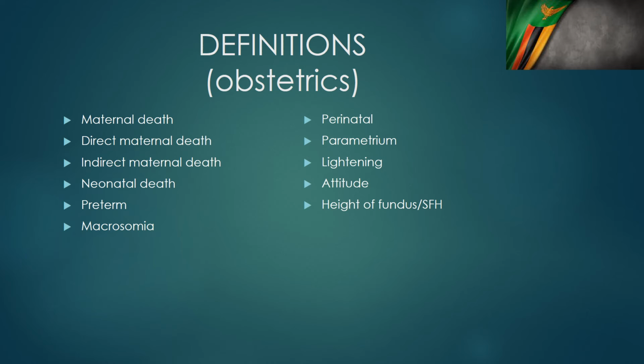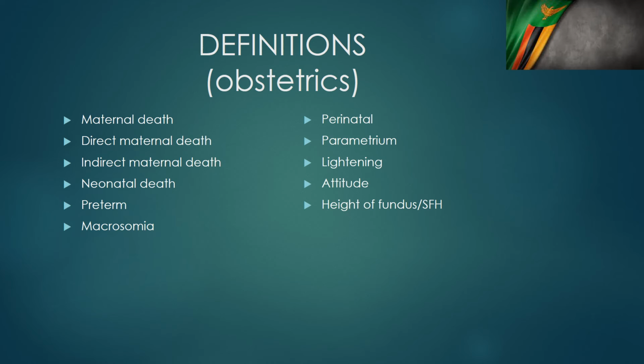The perinatal period is the period from the time a pregnancy reaches the age of fetal viability to 28 days after delivery of a baby. That's the perinatal period. So when we say perinatal death, what we mean is all deaths from 28 weeks gestation age to 28 days after delivery, because that is the perinatal period.